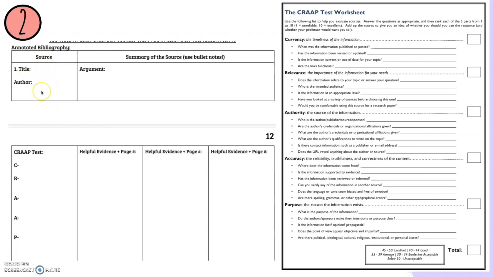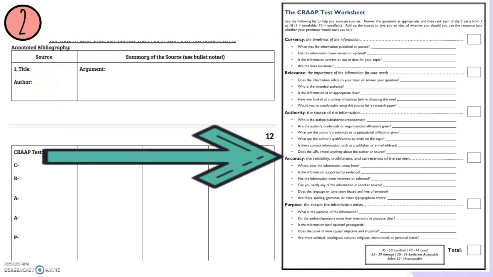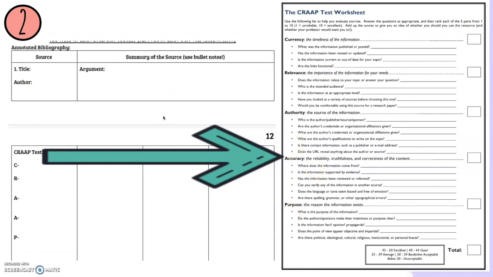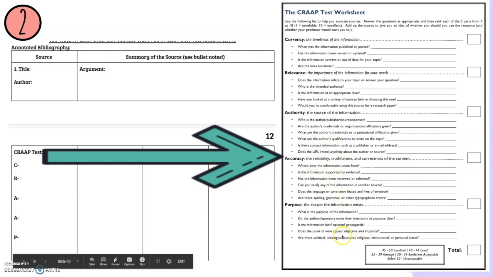Title, author. Then you're going to perform the CRAP test. Now, you do not need to perform it as thoroughly as this worksheet shows, but what you're just doing is running through generally, like, is it current? Is it relevant? Does it have authority and credibility? Is it accurate? Does it serve a purpose that serves my purpose? And so these are some questions to guide. If you notice, I made the box pretty tiny. You're just jotting down some major points to decide if the source is worth it.